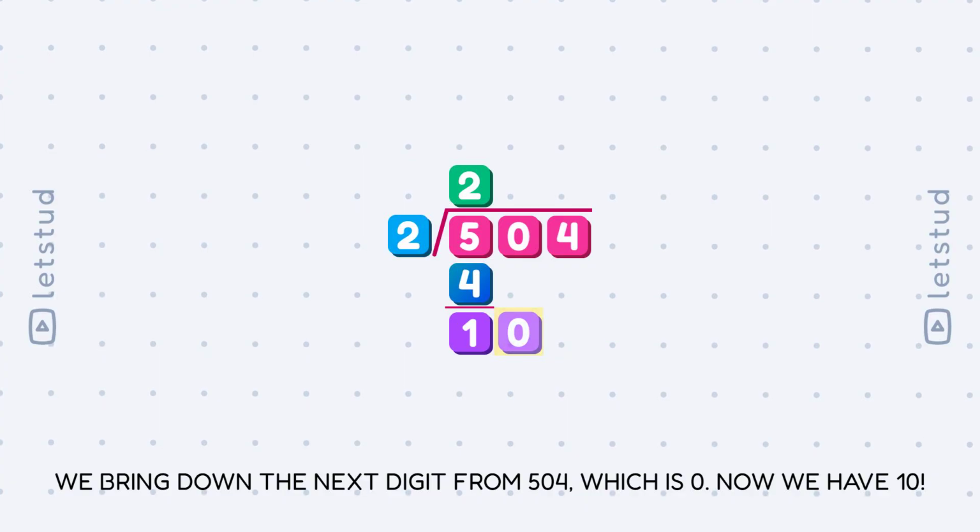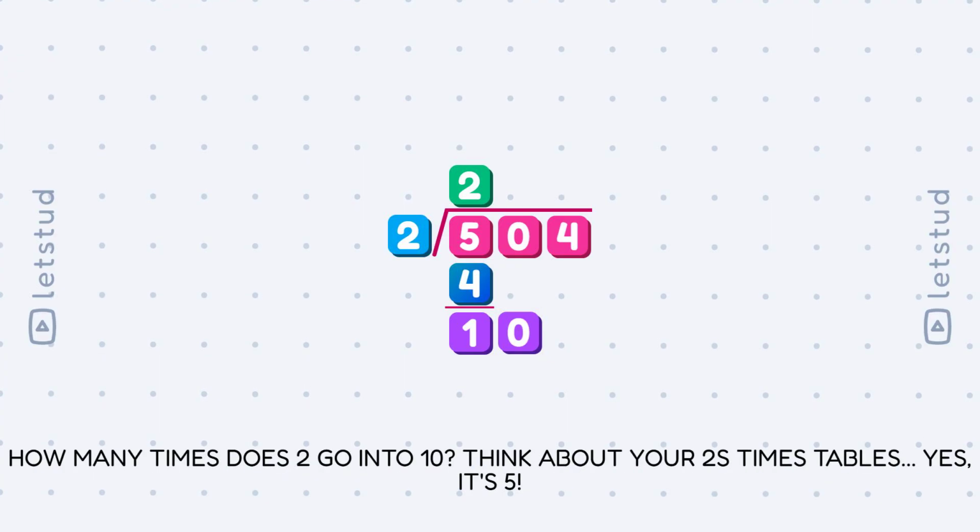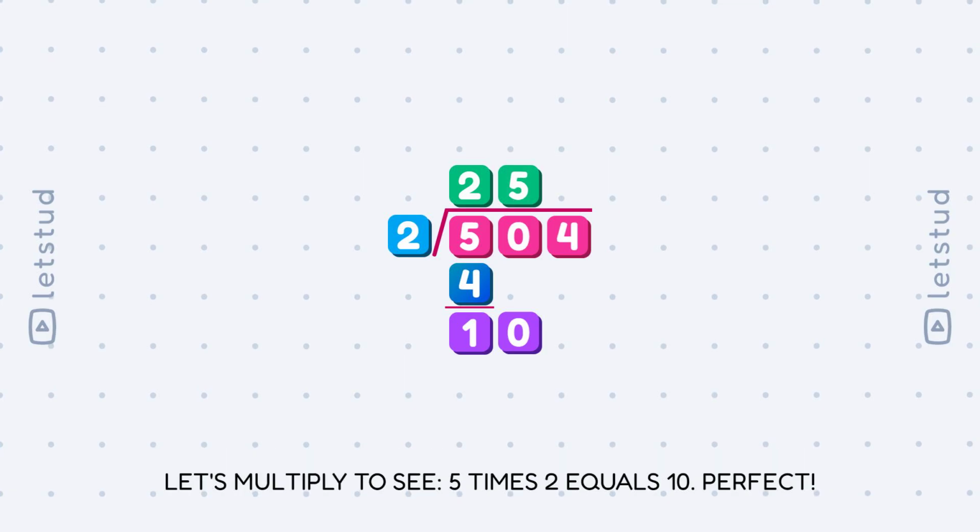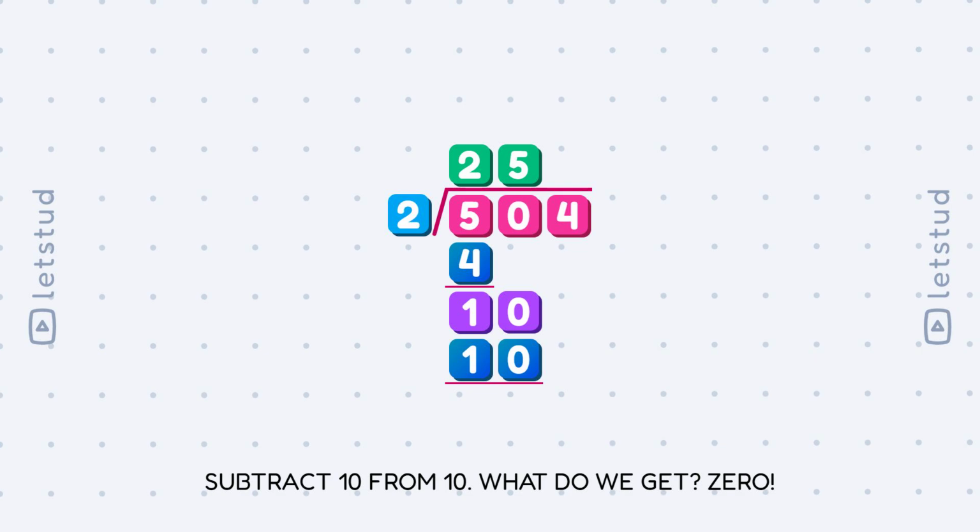Now we have 10. How many times does 2 go into 10? Think about your 2's times tables. Yes, it's 5. Let's multiply to see. 5 times 2 equals 10. Perfect. Subtract 10 from 10. What do we get? 0.